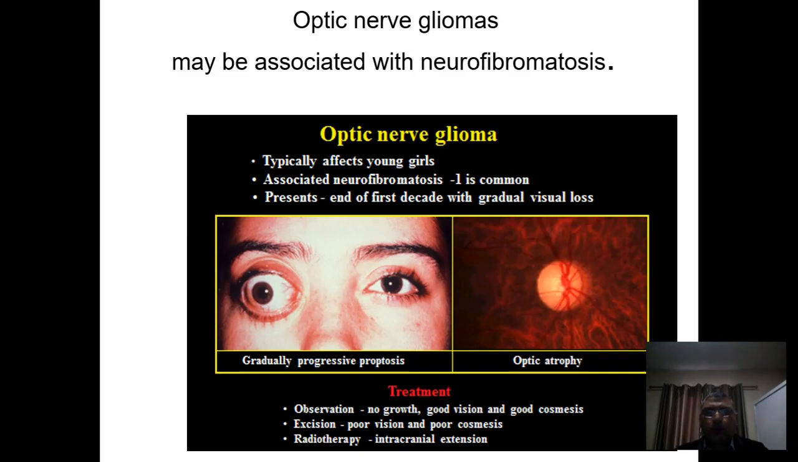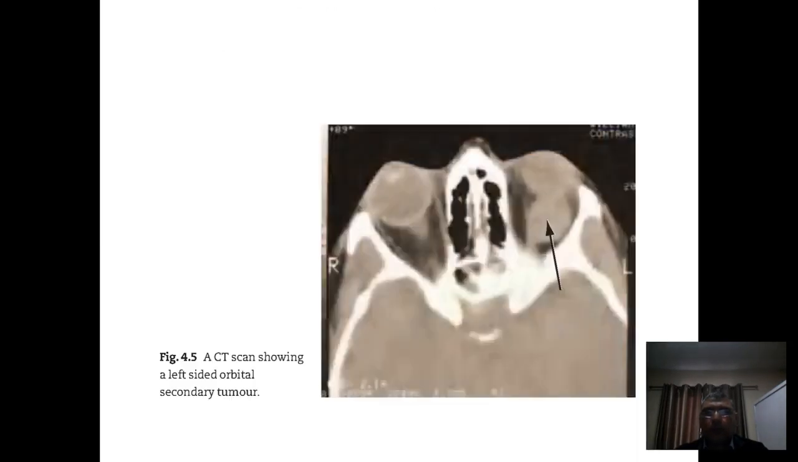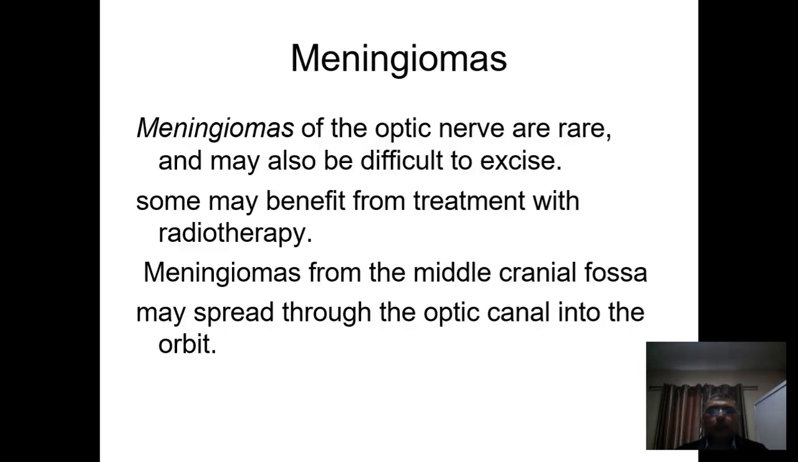Optic nerve glioma: proptosis, axial proptosis, optic nerve atrophy. It may be associated with neurofibromatosis. This is a CT scan of a secondary tumor in the left orbit. Meningiomas of the optic nerve are rare and difficult to excise. Some may benefit from radiotherapy. Sometimes they may extend to the middle cranial fossa or may spread from the middle cranial fossa.